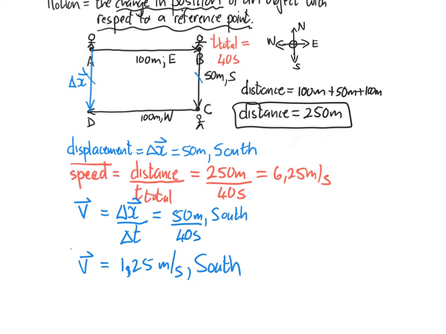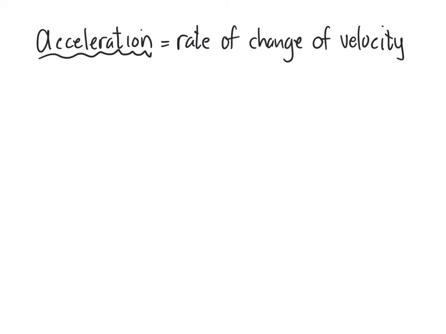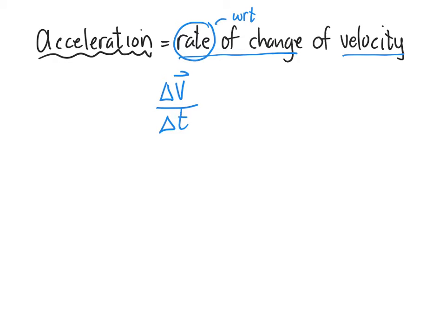This too is an average velocity, so we put the bar on top. The next quantity we need to look at is that of acceleration. Now, acceleration is defined as the rate of change of velocity. When we talk about rate of change, we are referring to how that particular quantity changes. So we represent that as delta V. And rate in kinematics refers to change with respect to a change in time.